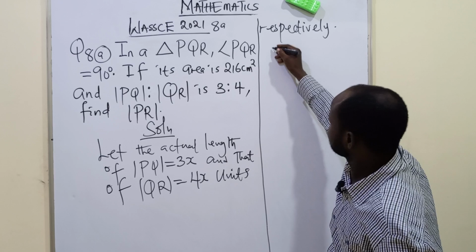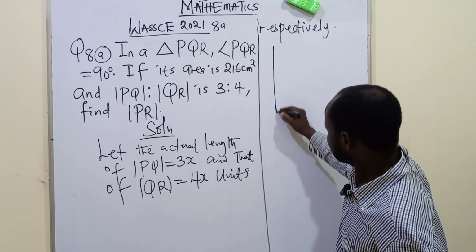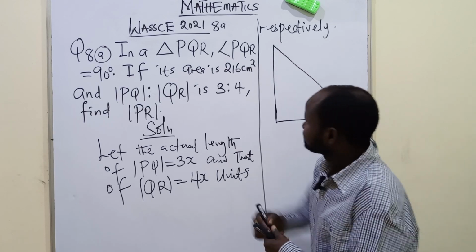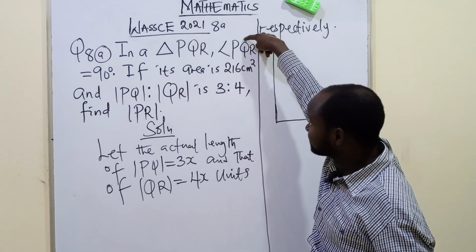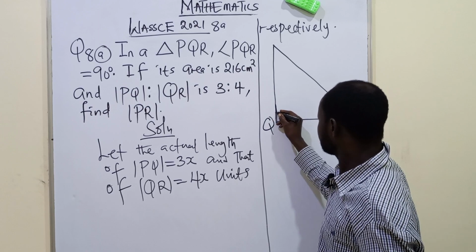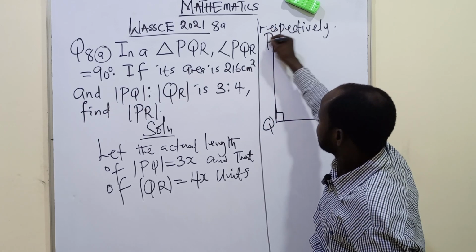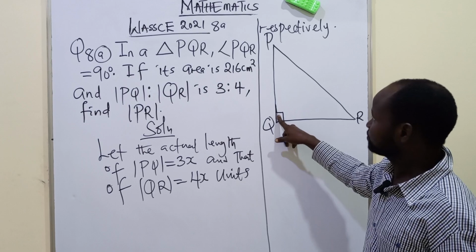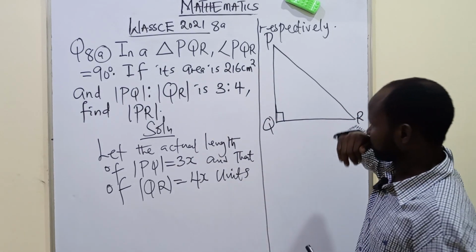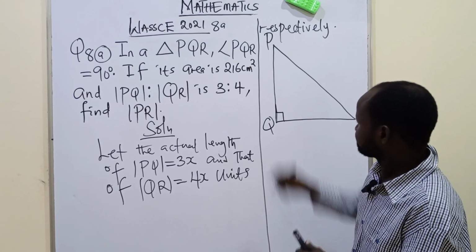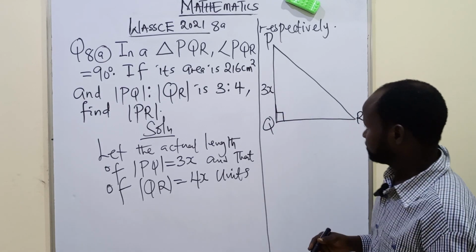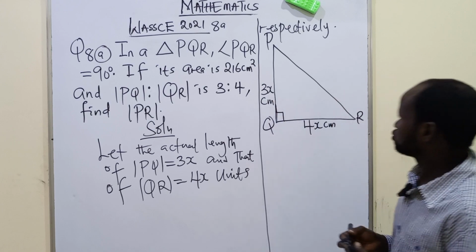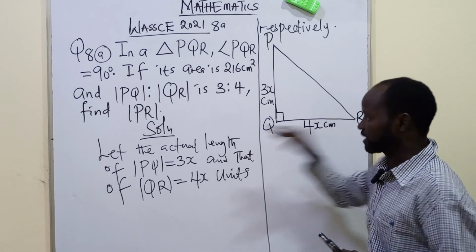Okay, so let's interpret the question. Let's draw a right angle triangle. From the question, this sign means angle. The angle is at the middle letter, which is Q. So it means the angle at this Q is 90 degrees. We can say P, then R. So this is the interpretation of the question. Because the angle at Q is 90 degrees. Actual length of PQ, P to Q, is 3x cm. Then Q to R is 4x cm. Let's put the unit. This is how the drawing is going to be. But we don't know P to R. That's what we're looking for.